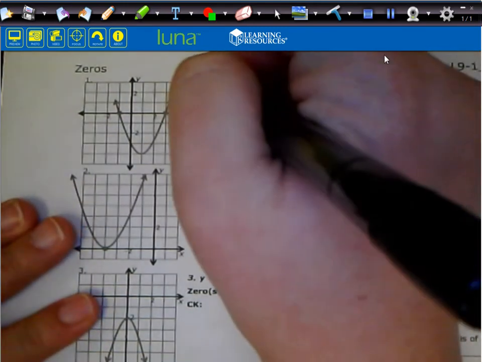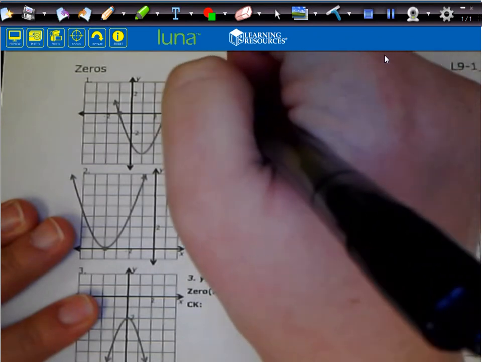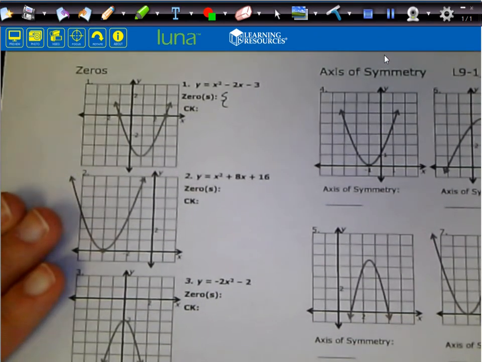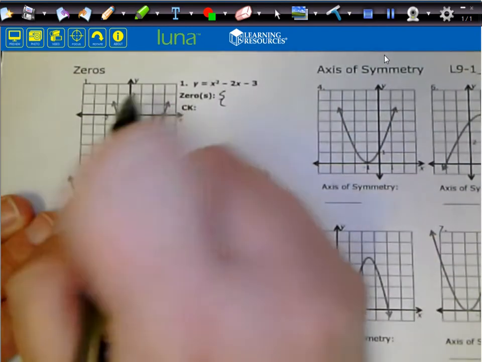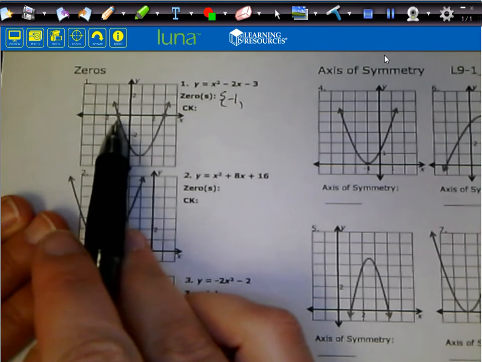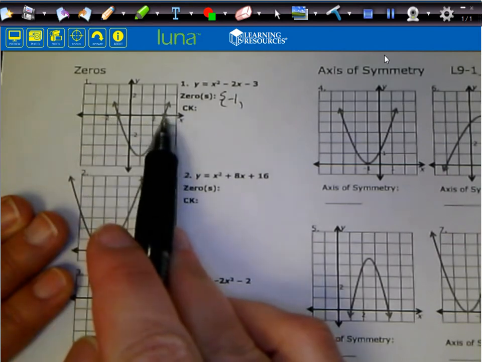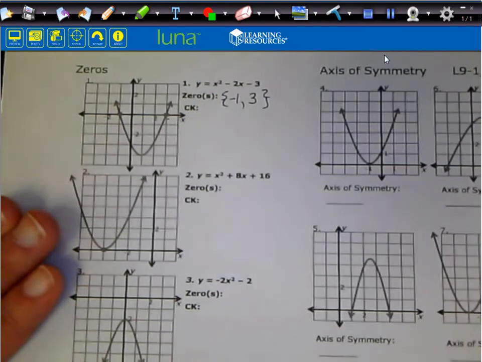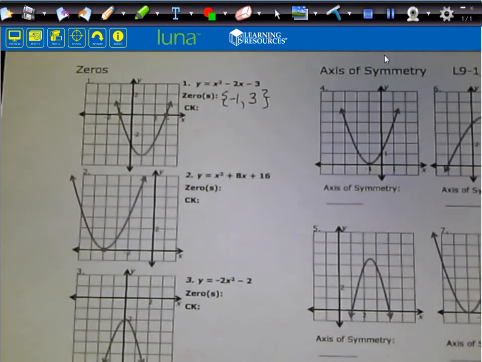So for our zeros, we're going to do our braces or our squigglies, because it's a set of answers. It's not a point, it's a set of answers. And our answers are -1, because it crosses the x-axis right here at -1, and it crosses right here at 3, so -1, 3. And our other set of braces, squigglies.